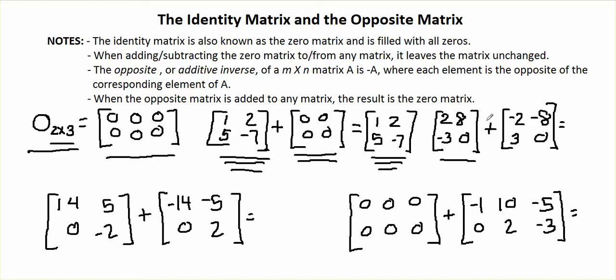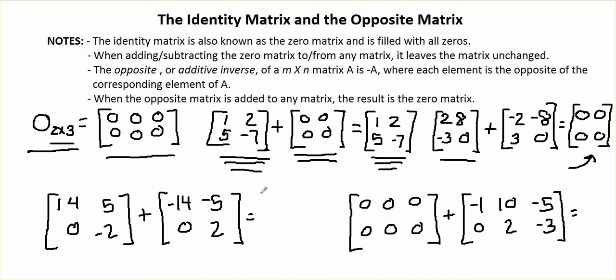When you add two matrices that are additive inverses, what happens? 2 plus a -2 gives you a 0. 8 plus a -8 gives you a 0. -3 plus 3 gives you a 0. And 0 plus 0 gives you a 0. Whenever you add two matrices that are inverses of each other or opposite of each other, they will give you the zero matrix.